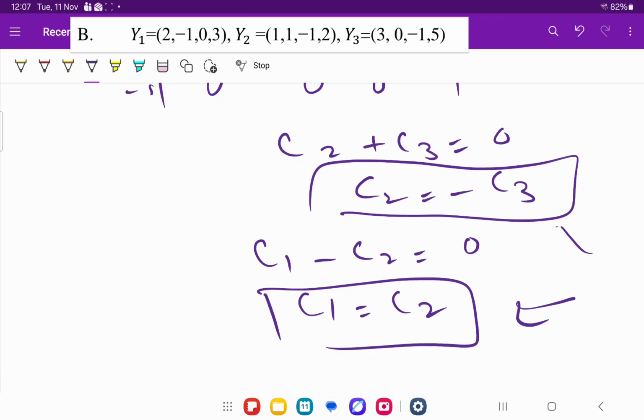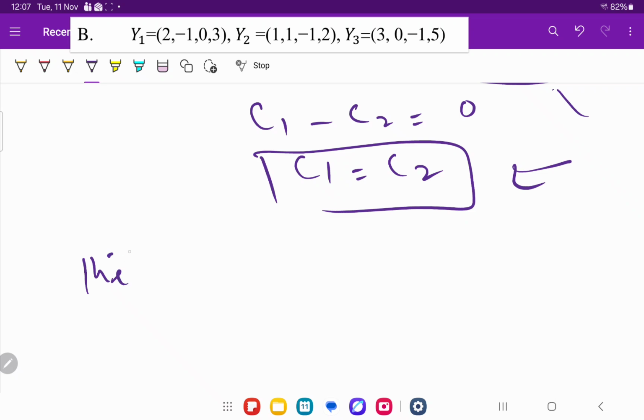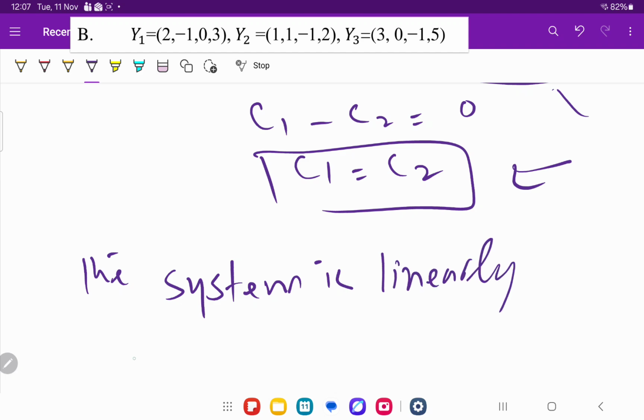C is not equal to 0. C1, C2, they are not equal to 0. We have found something for C1, C2. So it means that the system is linearly dependent.